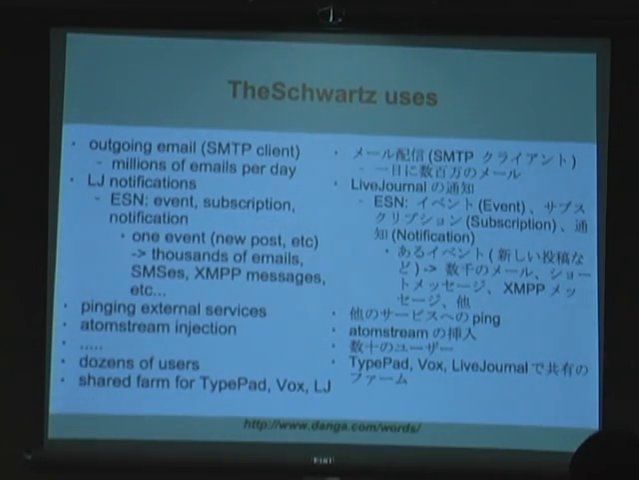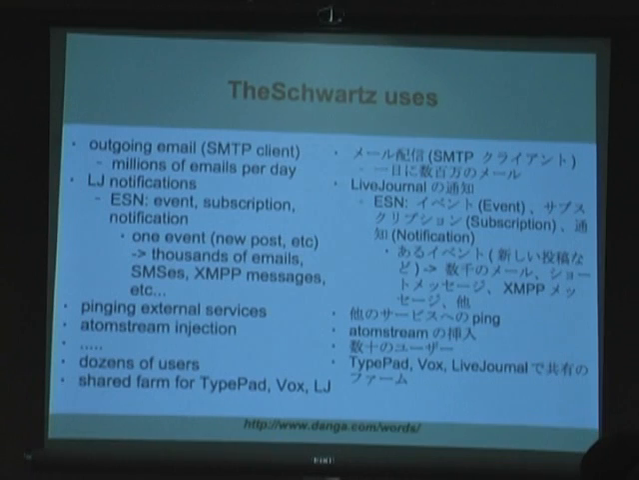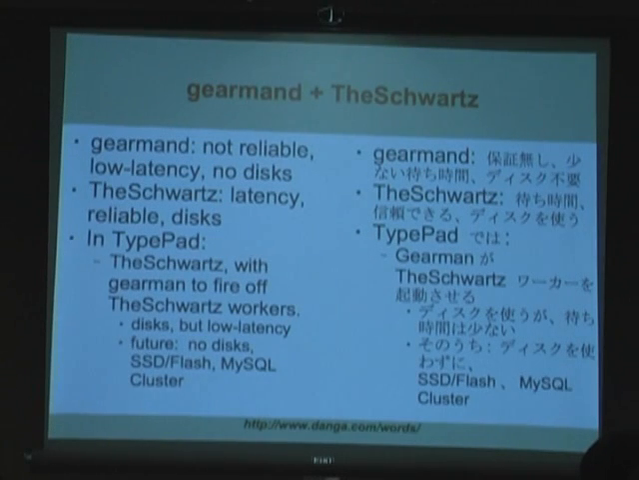We use it for pinging external services, which are notoriously slow. You don't really want to do SOAP and similar requests from your web app, because who knows how slow that other party is going to be. Injection into our Atom stream. What else? I don't know. This is just a really small subset of what we use it for lately. Anything that had a custom queuing thing before, we've since ported to this.